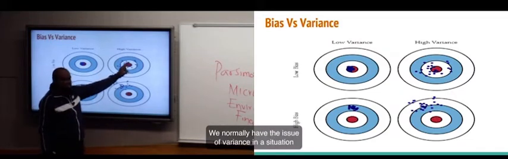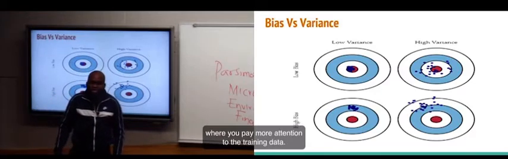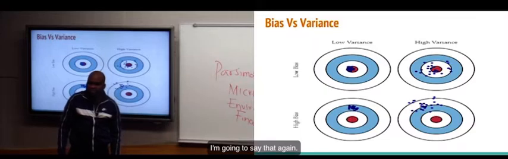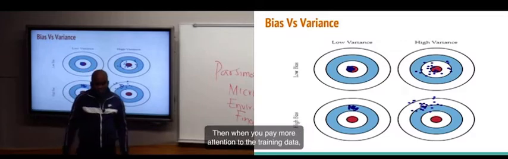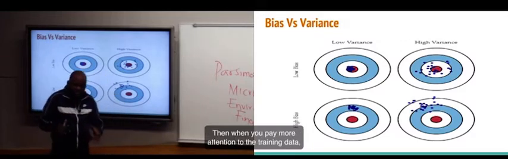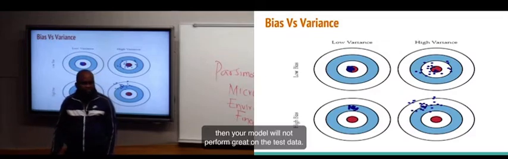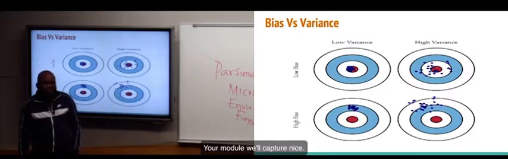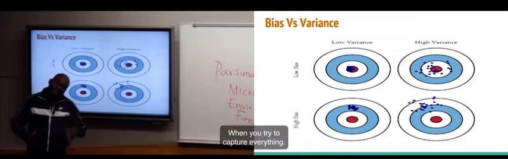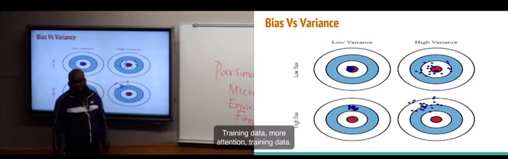We normally have the issue of high variance in a situation where you pay more attention to the training data. I'm going to say that again. When you pay more attention to the training data, your model will not perform great on the test data. Paying more attention to the training data means, in a way, your model will capture noise when you try to capture everything. This is it. More attention to the training data.